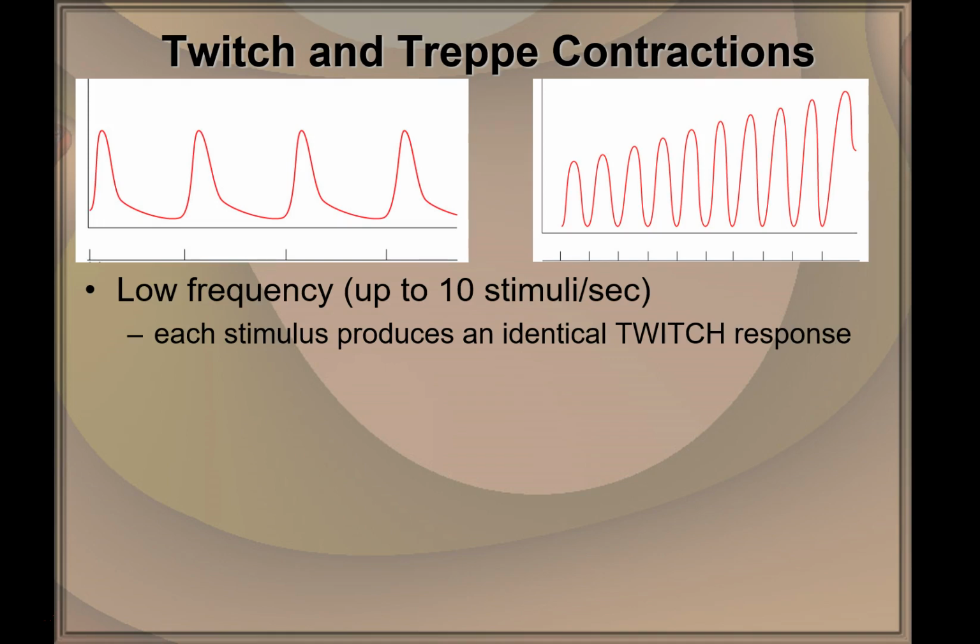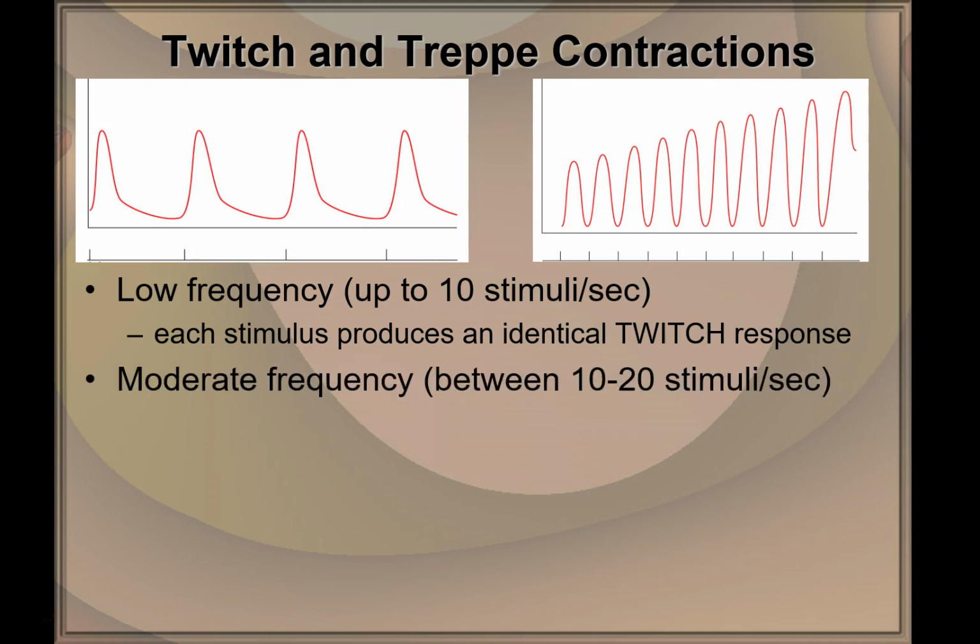Okay. If we increase the frequency to what they consider to be moderate frequency, 10 to 20 stimuli per second, each twitch has time to recover. Now we see that it recovers because all of the red lines come back down to the baseline. So we're looking at this. This is the recovery.